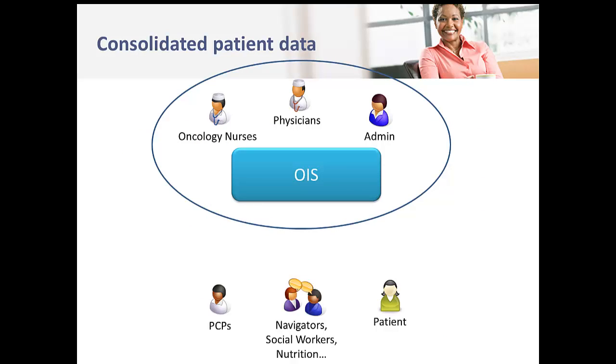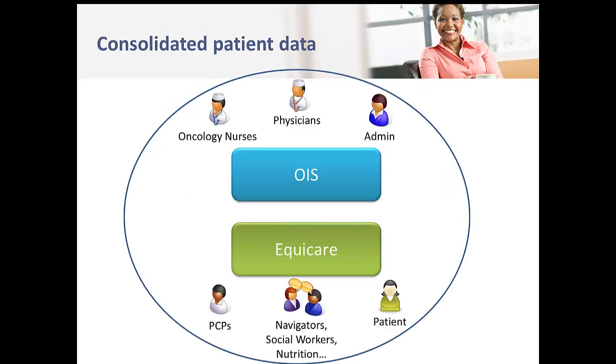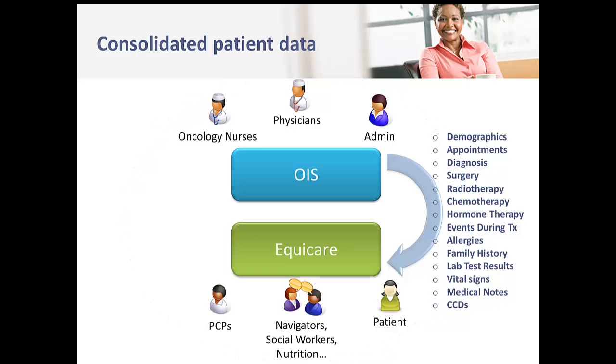So when we look at how we consolidate patient data, we need to start with your oncology information system, like ARIA or Mosaic. These systems do a great job serving the needs of clinicians working directly on patient treatment, but they don't really address the needs of other stakeholders like the patients, the navigators, or the primary care physicians. That's really where Equicare comes in by extending the OIS so it can meet the needs of the entire patient care team. We can do this because we have rich interfaces with those systems, whether you're in a radiation oncology environment, medical oncology, or combined.